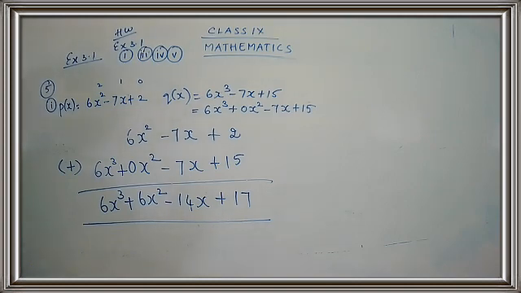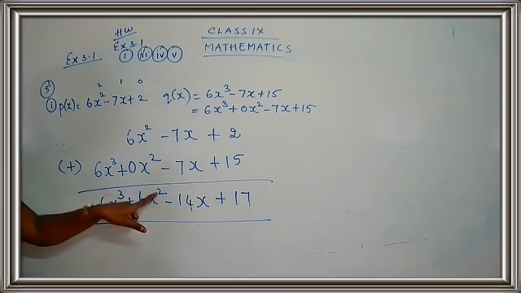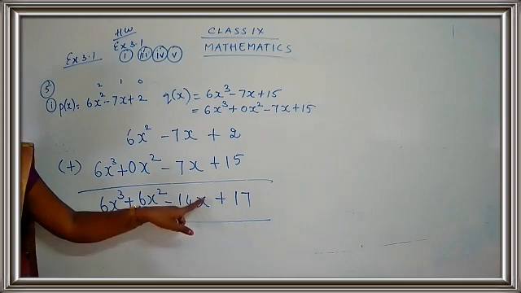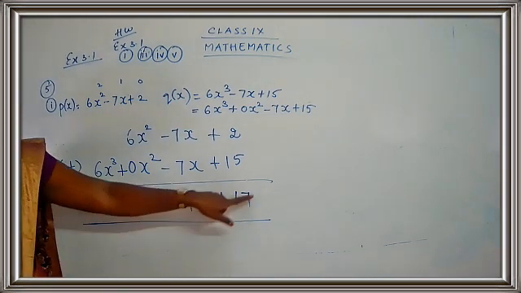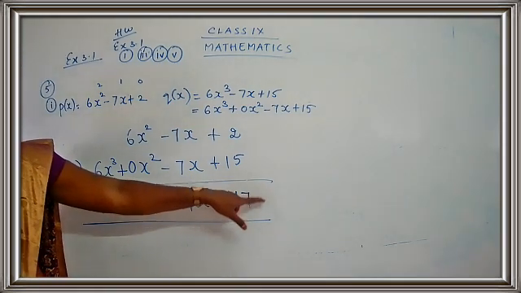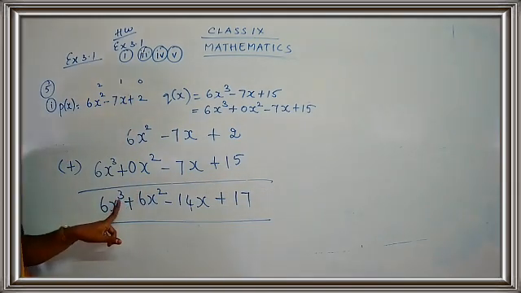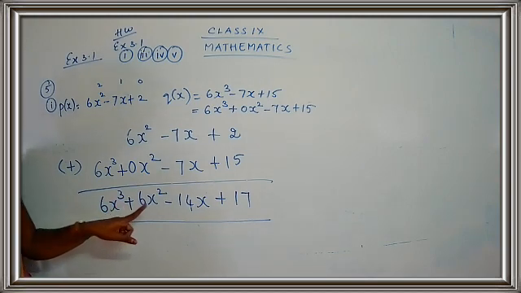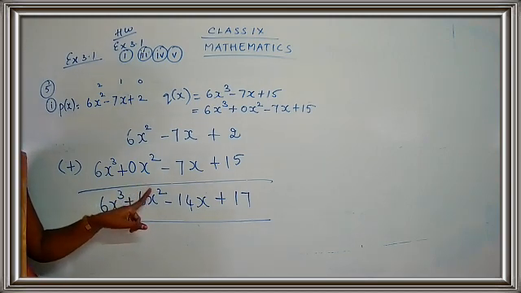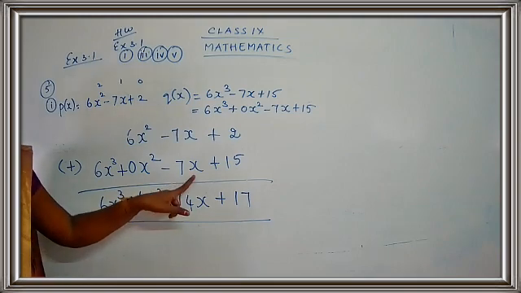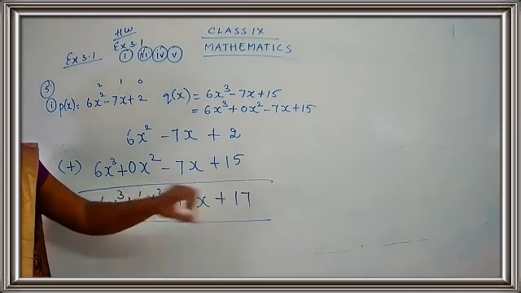You have to write out the degree. What is the meaning of the degree? Highest power. What is the power here? 3. What is the power here? 2. What is the power here? 1. What is the power here? 0. If no degree is mentioned, you have to take it as 0. So what is the power? For the first term, power is 3. For the second term, power is 2. For the third term, power is 1. And for the last term, power is 0.